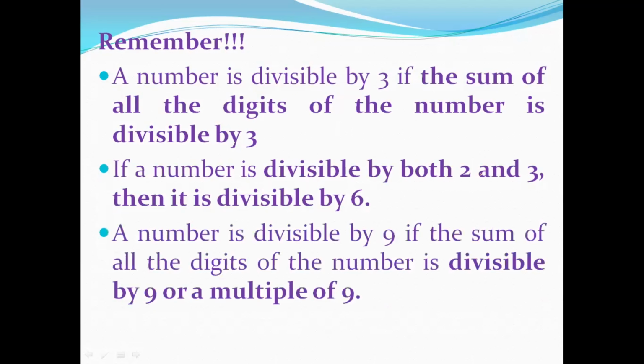Next, a number is divisible by 9 if the sum of all digits of the number is divisible by 9 or a multiple of 9. So, in the divisibility rule ni 9, you have to add all the digits of the number, and if the sum is divisible by 9 or a multiple of 9, then it is divisible by 9.